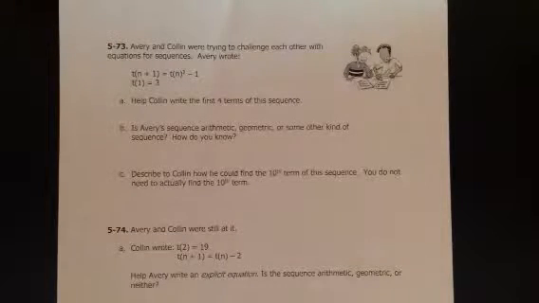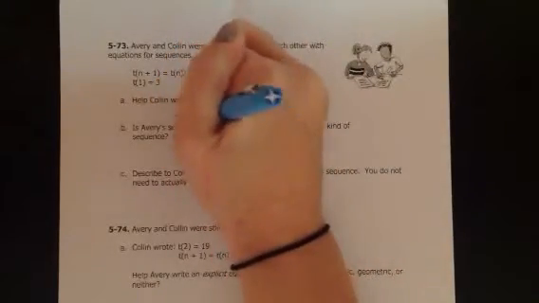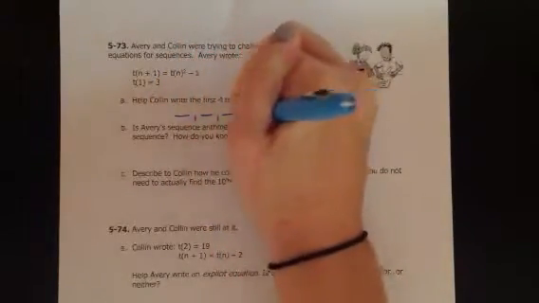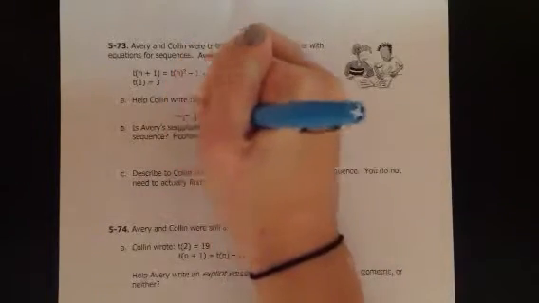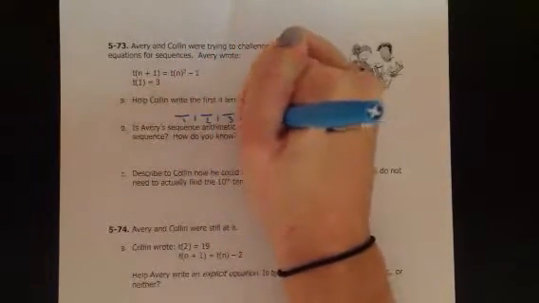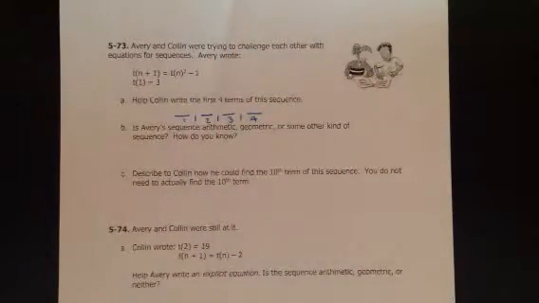This is problem 5-73. Avery and Colin were trying to challenge each other with equations for sequences. Avery wrote t of n plus 1 equals t of n squared minus 1, and t of 1 equals 3. Help Colin write the first four terms of this sequence. Alright, so I know we need four terms, so I'm going to put four blanks. So our first term, second term, third term, fourth term.